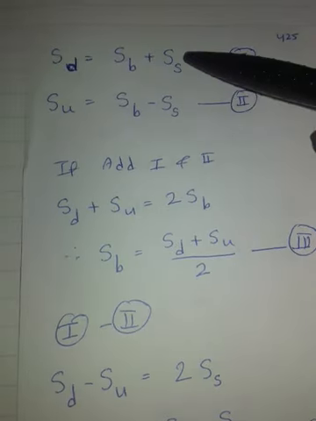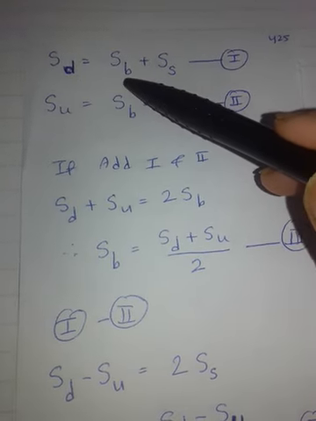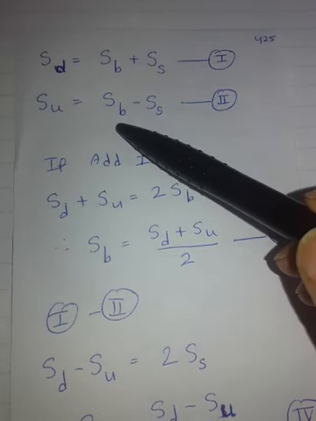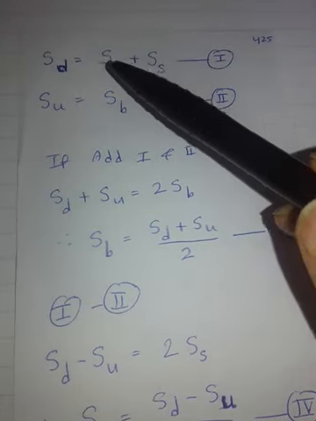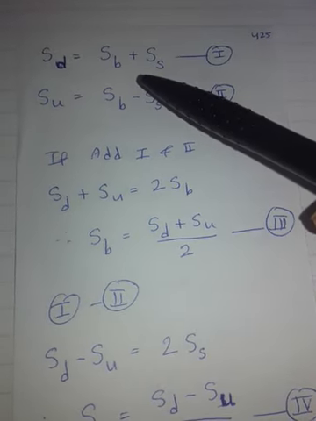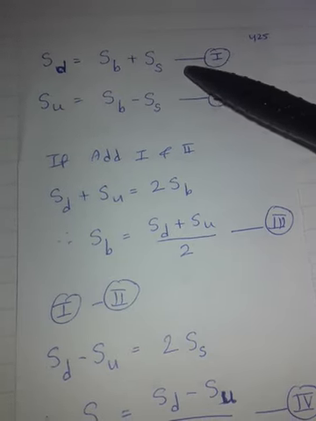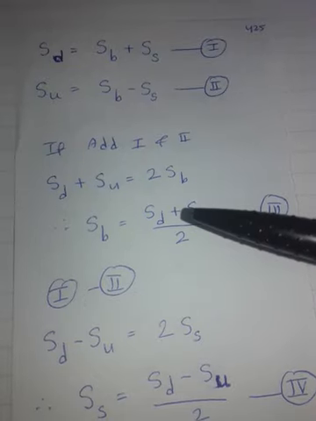Just now we saw these two formulae. Speed downstream is the sum of speed of boat and speed of current, and speed upstream is SB minus SS. अभी ये दो फॉर्मूले देखे, ये बाय हार्ट कर लो. अरे बाय हार्ट करने की भी ज़रूरत नहीं है, once you understand its meaning वो याद रह ही जाता है. Now from this only we are going to derive two more formulae.